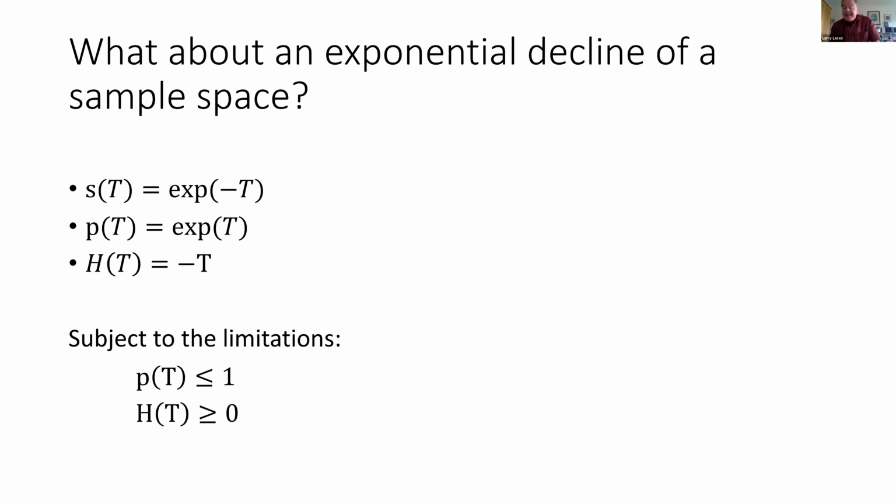What about an exponential decline? Again, I've shown it in detail in the paper that you can refer to at your leisure. But it's simply the reverse. You know, exponential minus t for the growth, exponential t for the probability, and the information entropy is minus t.